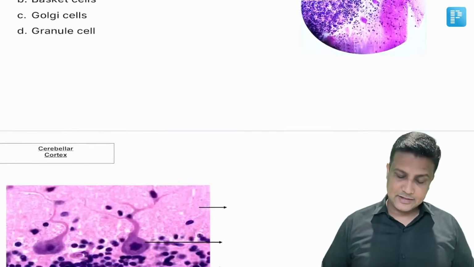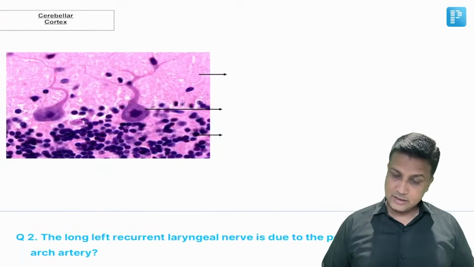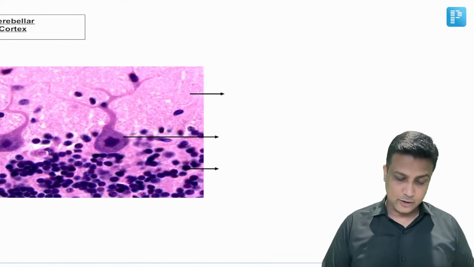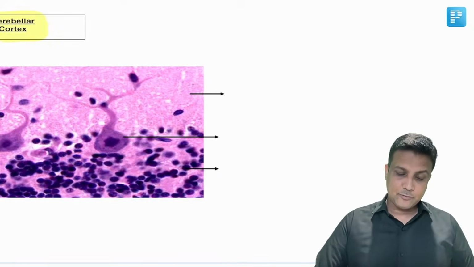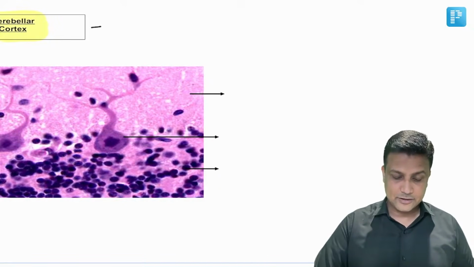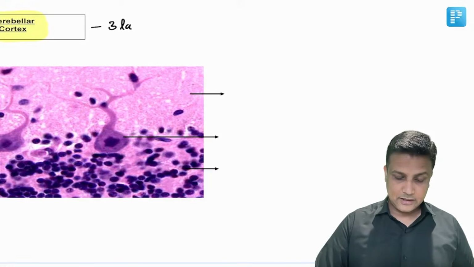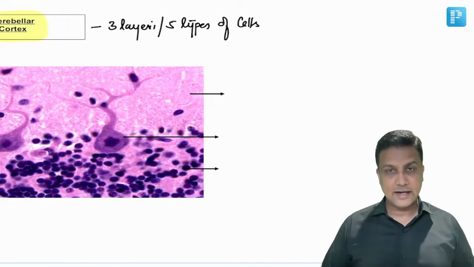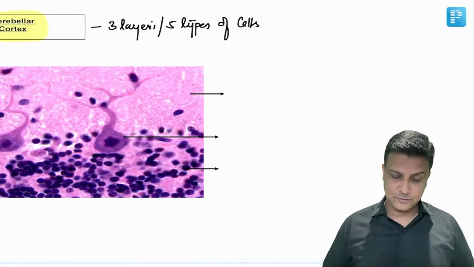Now first let me discuss the entire concept with you here. If this one here is the outer part of the cerebellum, that is the cerebellar cortex. The first point that you have to remember here is that in the cerebellar cortex you have three layers, and in these three layers you'll have 5 different types of cells.